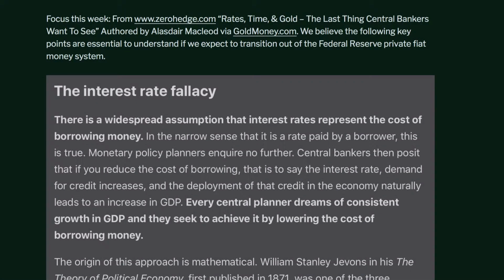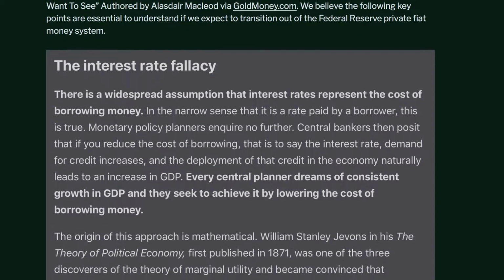Focus this week from www.zerohedge.com. Rates, time, and gold. The last thing central bankers want to see. Authored by Alistair MacLeod via goldmoney.com. We believe the following key points are essential to understand if we expect to transition out of the Federal Reserve private fiat money system.